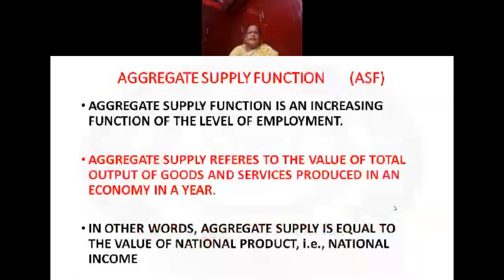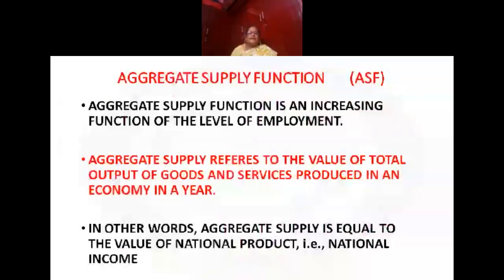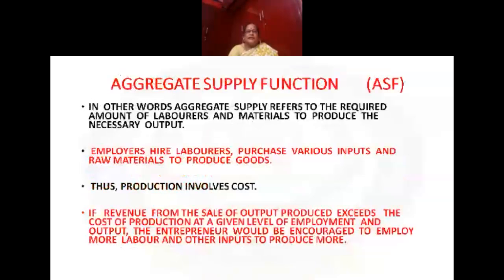Aggregate supply function. Aggregate supply function is an increasing function of the level of employment. Aggregate supply refers to the value of total output of goods and services produced in an economy in a year. In other words, aggregate supply is equal to the value of national output, that is, national income.